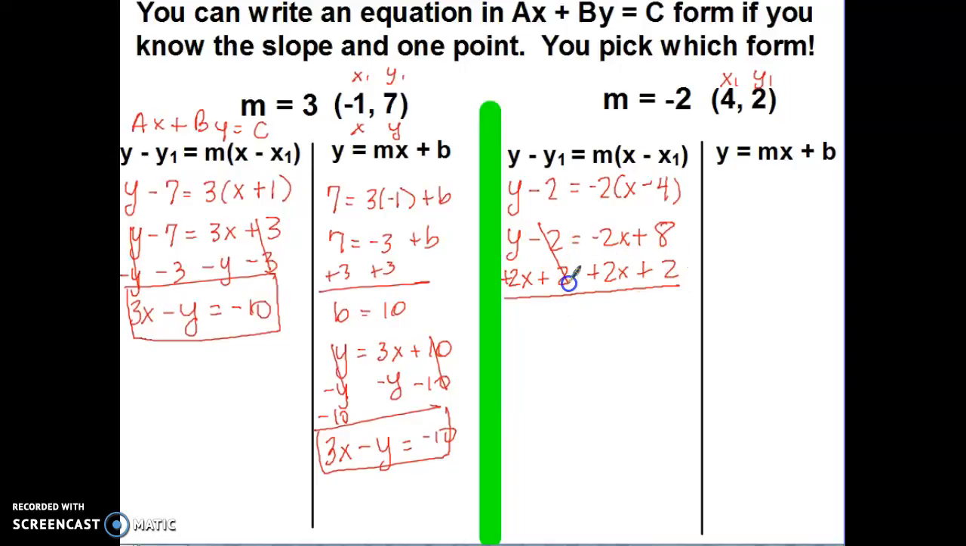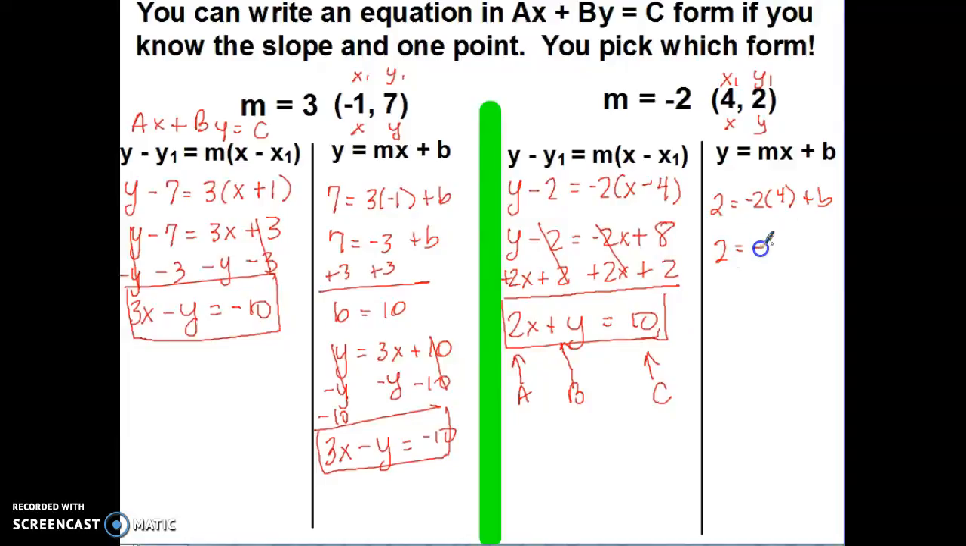And so you're gone, and I have 2x plus y is equal to 10. Yay, standard form. There you are. A, B would be the 1, and C. If I write it, Ethan, write it. Now if I use slope intercept form, that's my x and my y. 2 is equal to negative 2 times 4 plus b. 2 is equal to negative 8 plus b. Add 8, b is equal to 10.